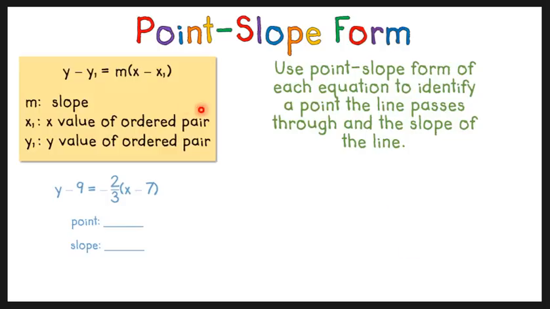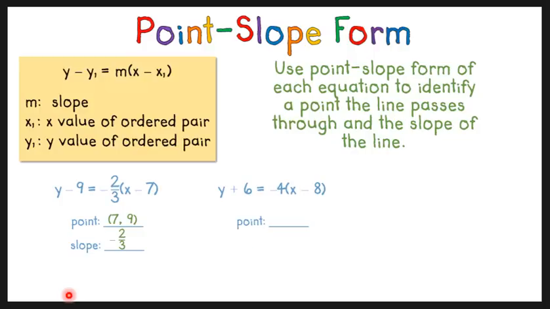So looking at the formula above and the equation that we have here, the x value of the ordered pair is located right here in the equation. So we can see here that the x value is 7 and our y value is right here, so we can see that that value is 9. So this equation goes through the point 7, 9. We can then see that our slope is the m in the equation. So in this situation, our slope is negative 2/3.